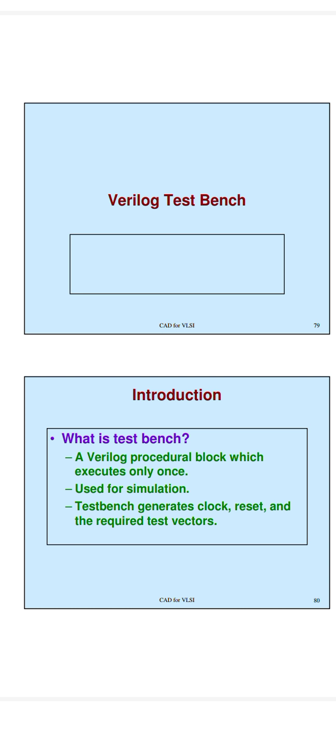Next, a very important part of Verilog programming is the Verilog test bench. For the Verilog test bench we need a block diagram with input and output ports. This is the main part of the Verilog test bench. Then what is a test bench? It is a Verilog procedural block that executes only once. It is used in simulation processes. The test bench generates the clock, reset and the required vectors for the input and output ports.